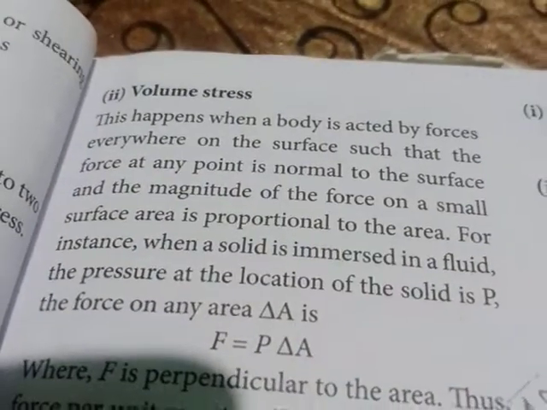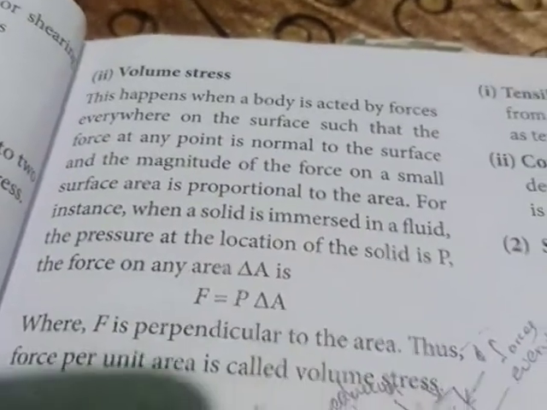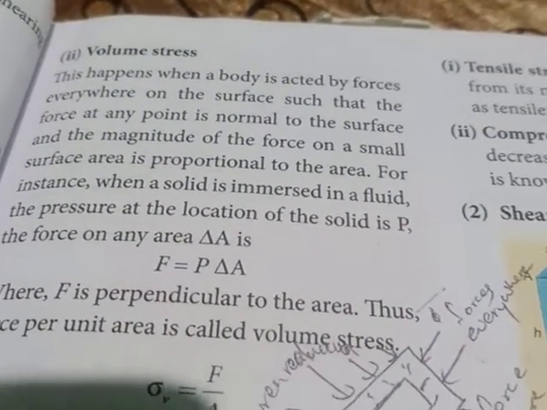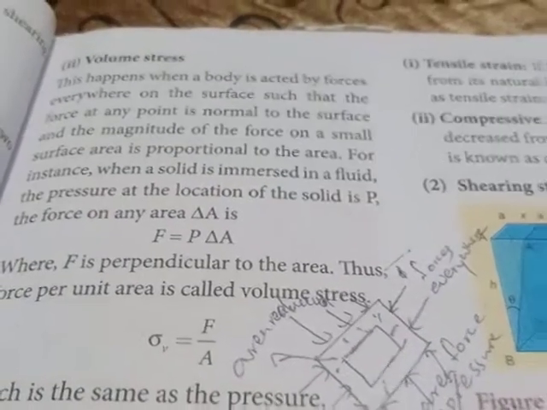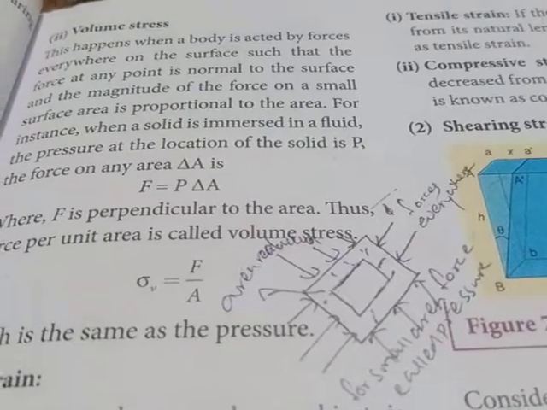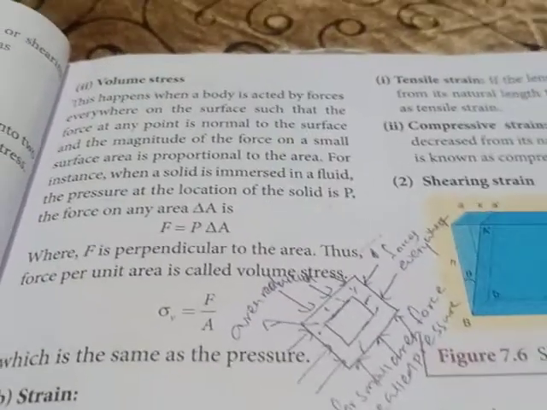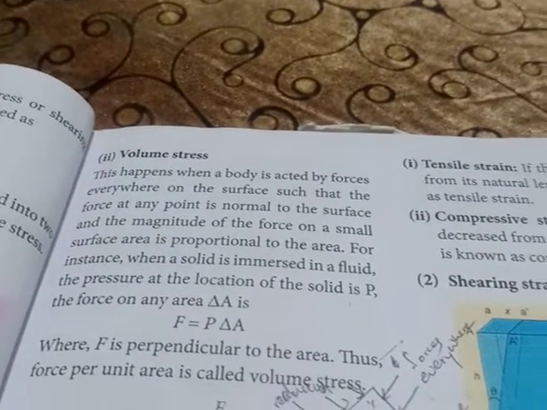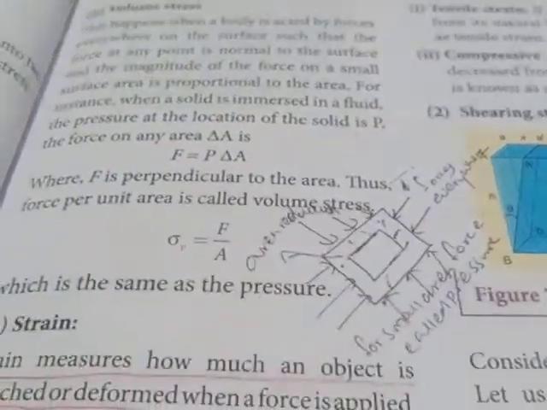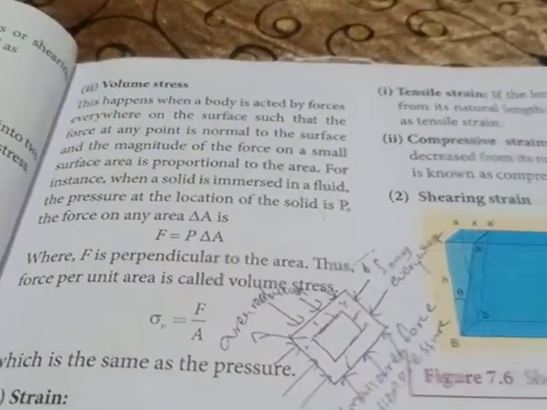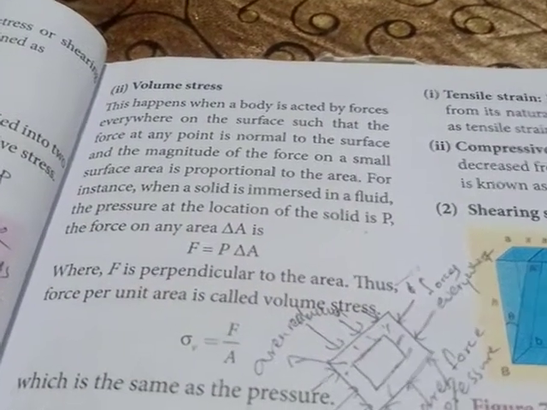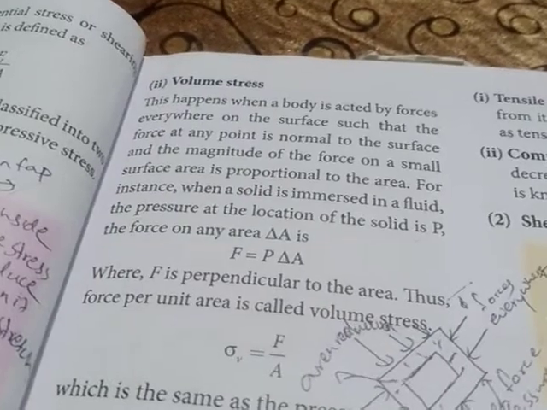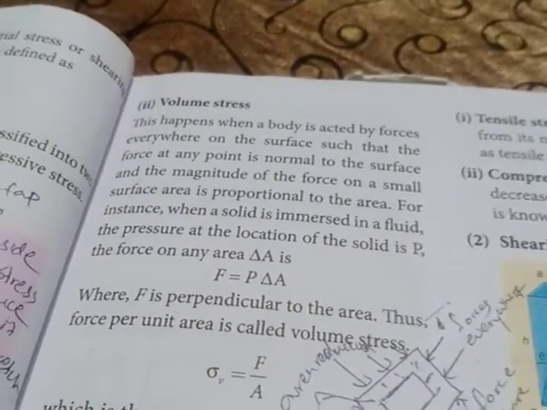The next one is volume stress. If you are talking about volume stress, assume that you are immersing an object inside a fluid. Assume that you have a cup or something, and you immerse that cup inside a water tank full of water. You can see that when we immerse the cup inside the water, there is a pressure produced on that small area, and due to this pressure a stress is produced, and that is what we call volume stress.